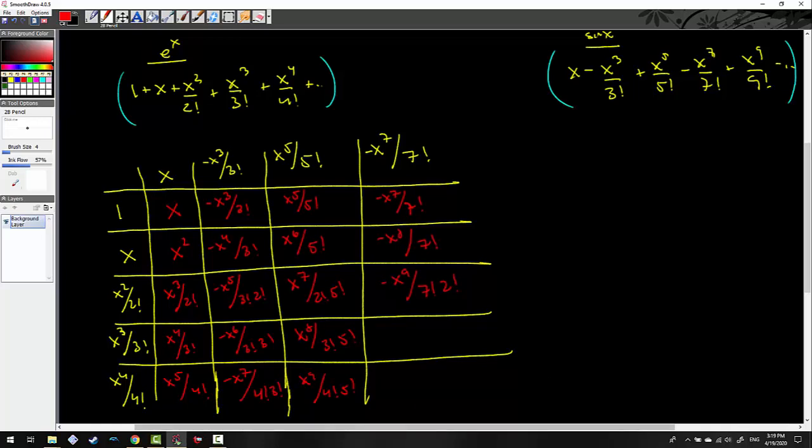And after some lining stuff up, this is what your table should look like. Now notice I didn't complete the table. This would end up becoming x to the 10th and x to the 11th. Honestly, I'm doing the first 4 non-zero terms. I don't think I'm going to need to go that far in terms of how high my degree is going to be. So I'm going to identify the first 4 non-zero terms.